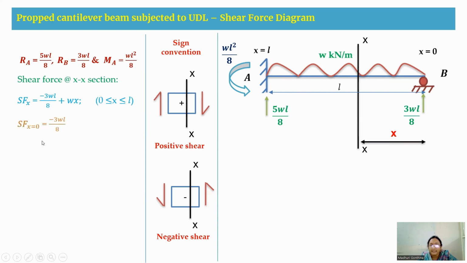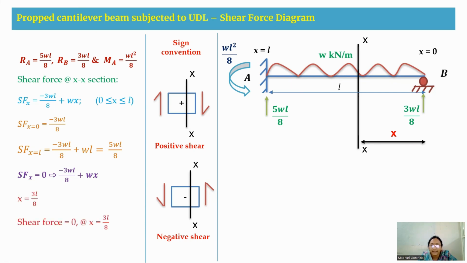Now, when we consider X is equal to 0, it is minus 3WL by 8. When we consider X is equal to L, you are getting a positive value of plus 5WL by 8. So these are the two values we are getting at X is equal to 0 as well as at X is equal to L. That means the shear force is changing from negative to positive value. Therefore, we equate this shear force equation to 0, and we get the X value to be 3L by 8. So at X is equal to 3L by 8, the shear force is 0.